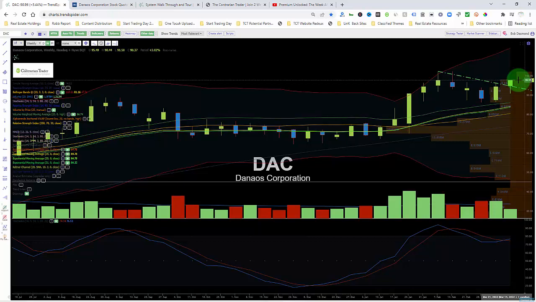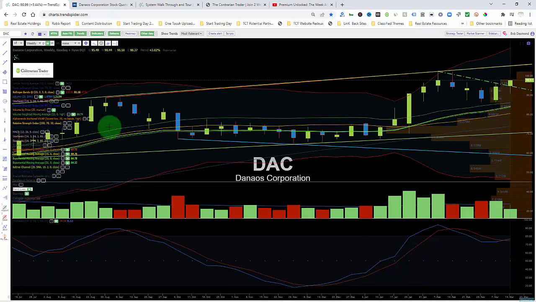Now, where I become a little bit concerned about a continuation breakout on DAC is when I add on the automated trend lines on TrendSpider, and I'll click this little button here. Take a look. That's the computer. I didn't do that. You can see how back here we respected the lower bands of support. We have broken out.